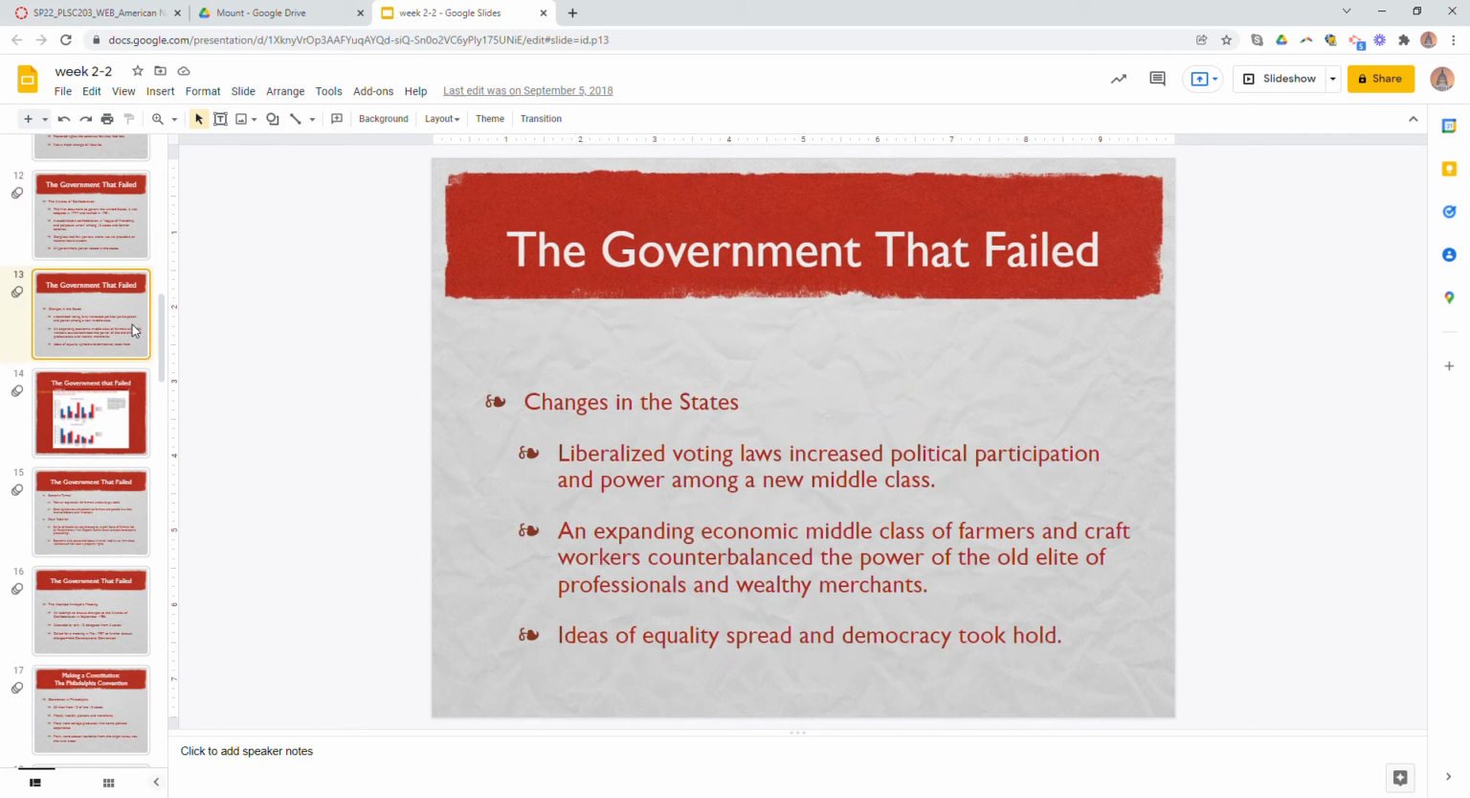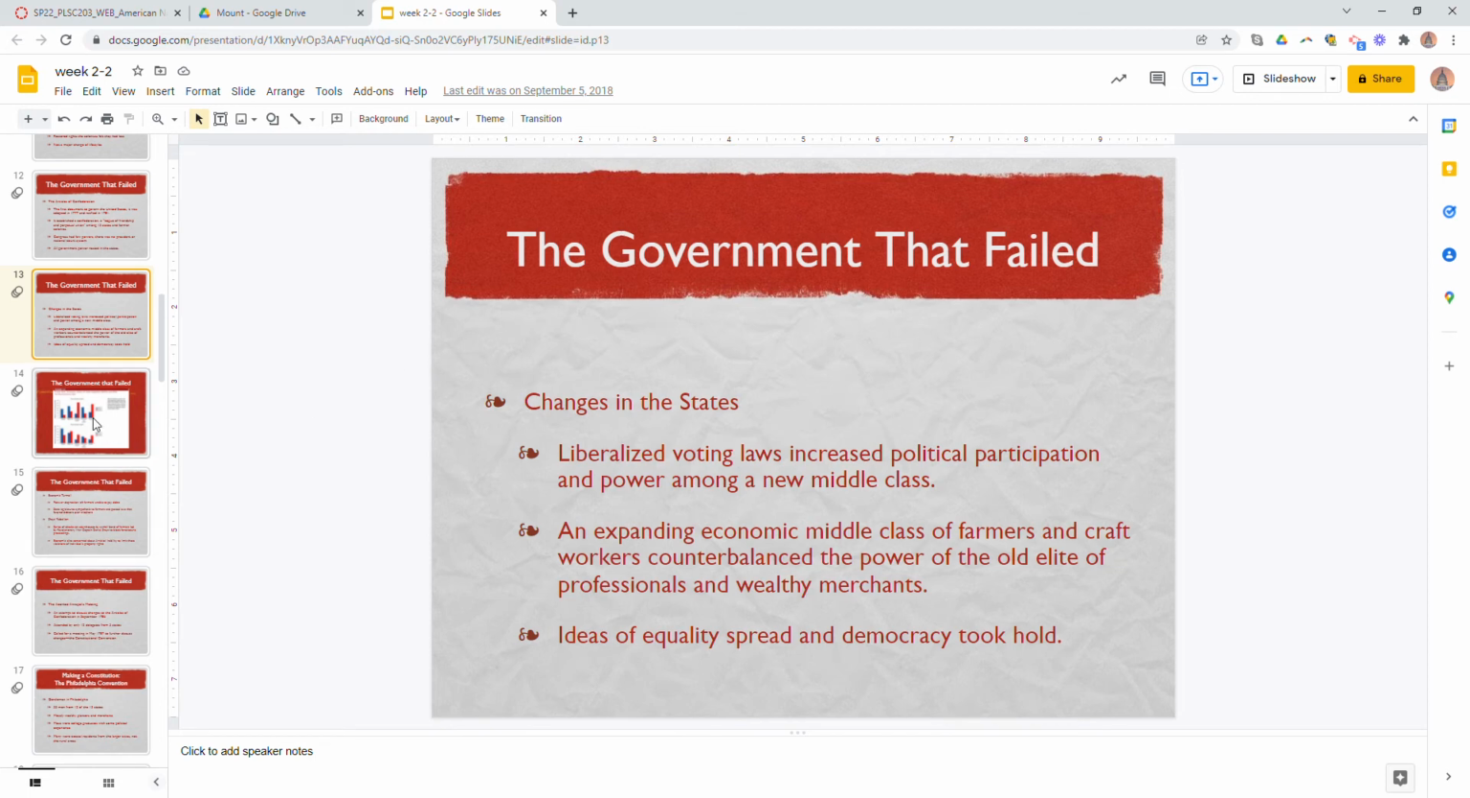We look at this in the post-war period after the Revolutionary War. We get changes in the states too. Most states began to allow more and more people to vote. So things like removing religious tests, removing property requirements. So we see a bigger middle class that's now able to vote where they wouldn't have been able to vote in their colonies before the war.